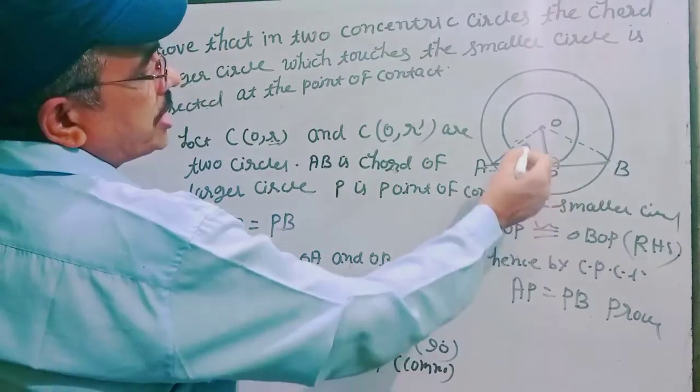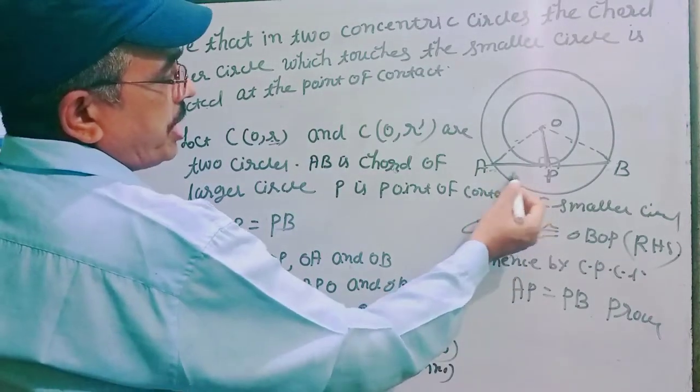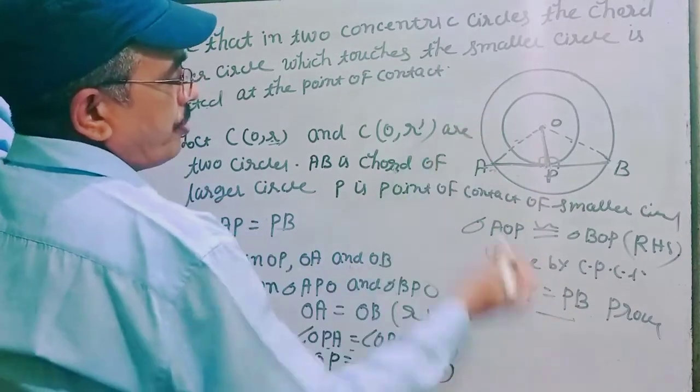So by RHS both triangles are congruent. Hence we can write by CPCT AP is equal to PB. So AP is equal to PB, which is what we had to prove. So it is proved.